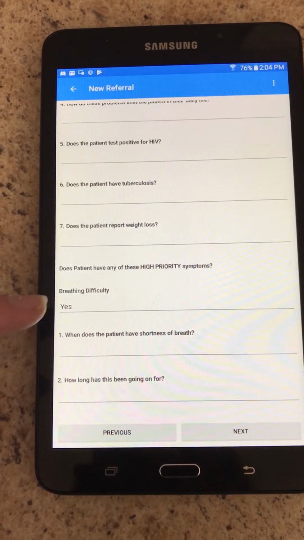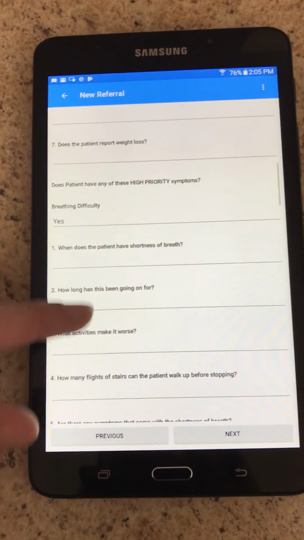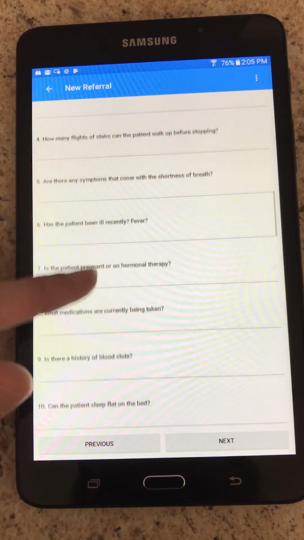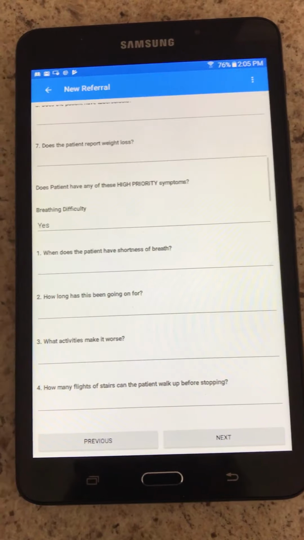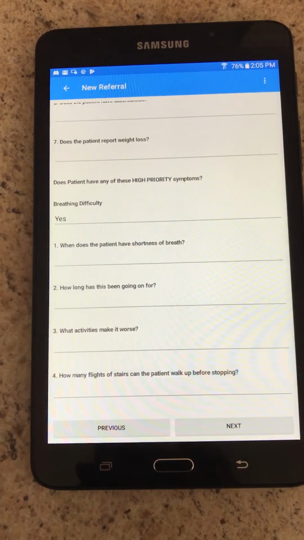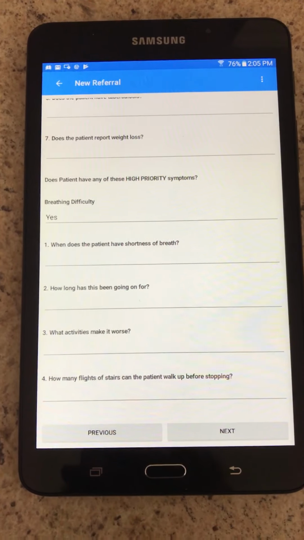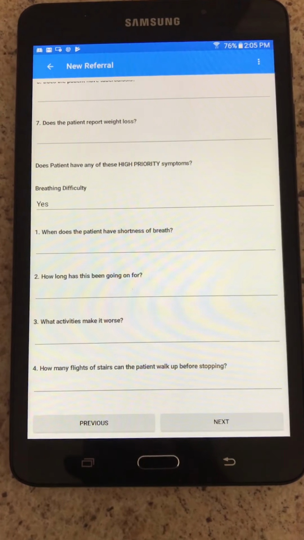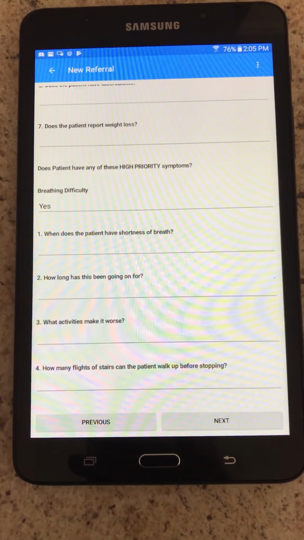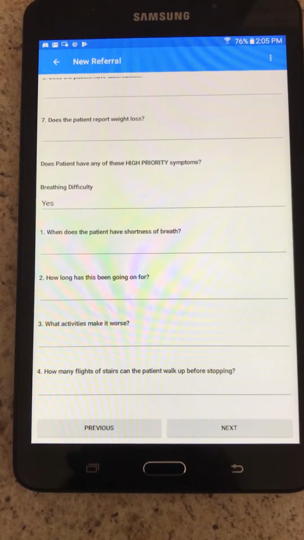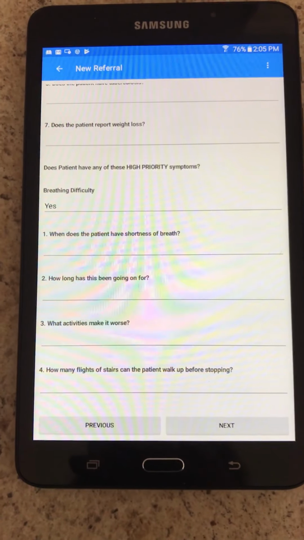You can see that when you select yes, it asks you a number of other questions about the patient's breathing. You don't have to answer all of them, but answering as many as possible with as much information as you know, if this patient does have breathing difficulty, is very important, because it's again going to give the physician as much information as possible to come up with reasons why this patient might be having breathing difficulty and how we could help the patient.